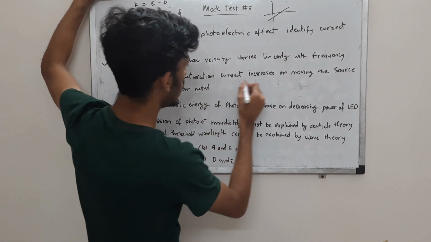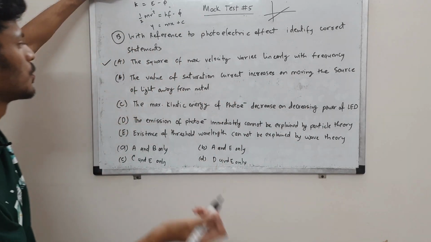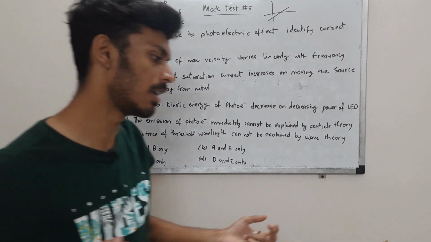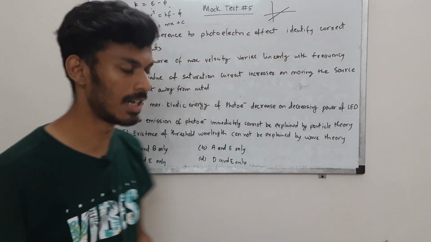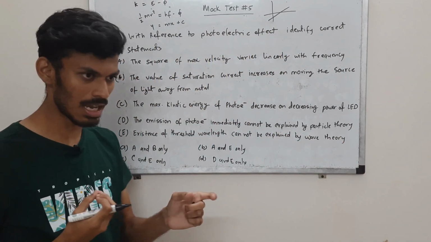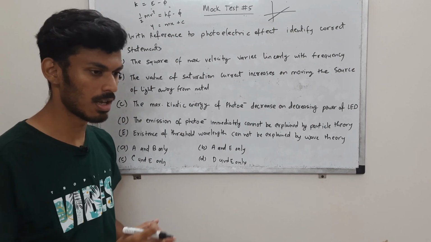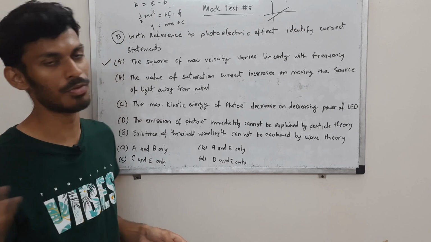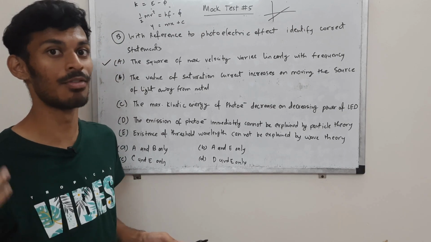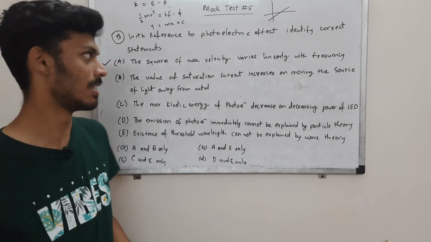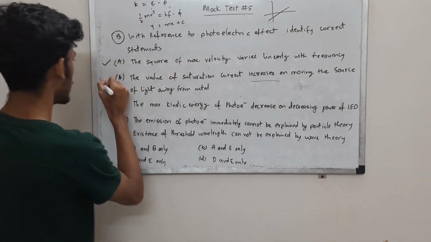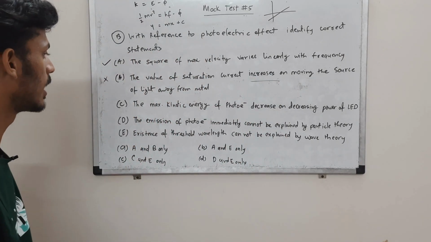The value of the saturation current increases on moving the source of the light away from the metal. When you move it away from the metal, the intensity might decrease, right. So if the intensity decreases, the number of photons reaching the target metal will decrease, and the number of photoelectrons will decrease, and hence the photocurrent will decrease, okay. It will not increase, it should decrease. So this is false. The photocurrent should decrease.